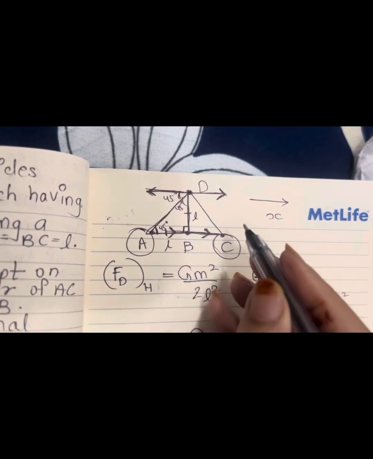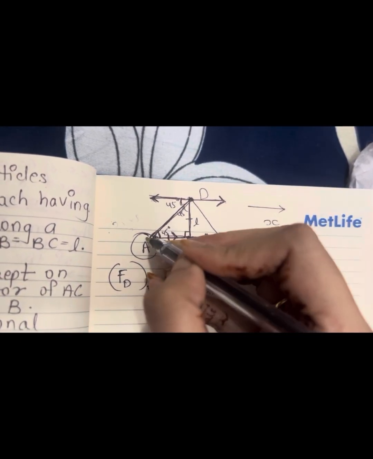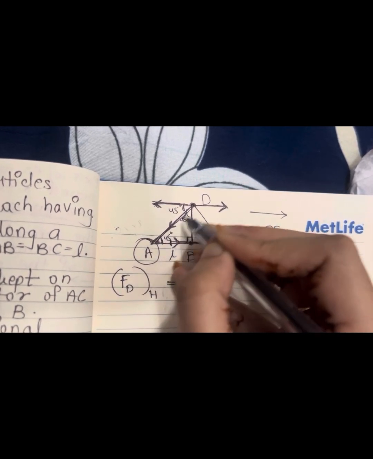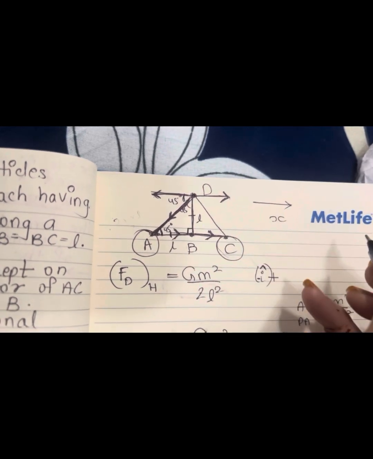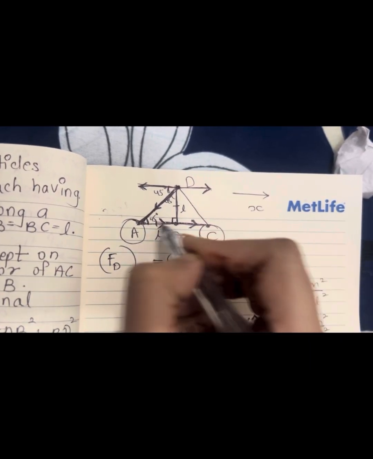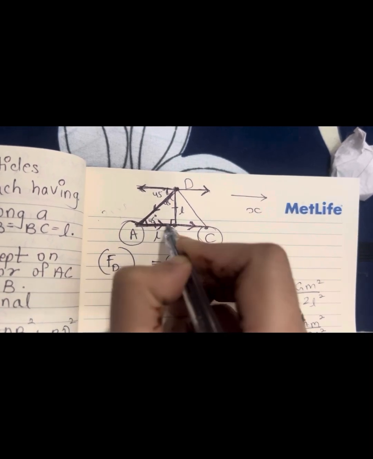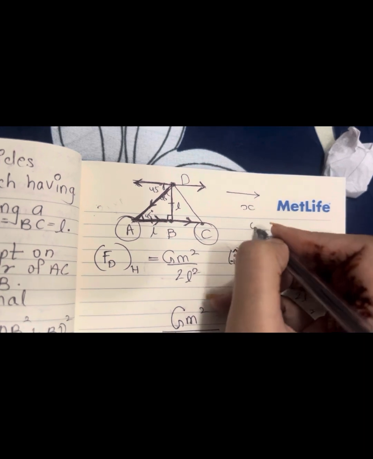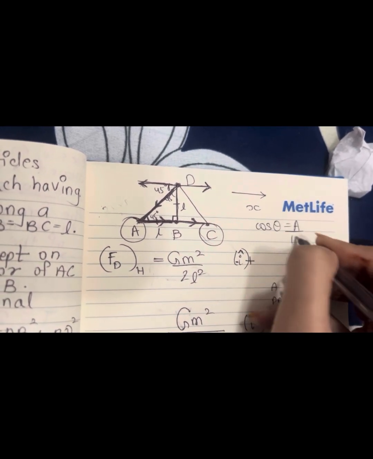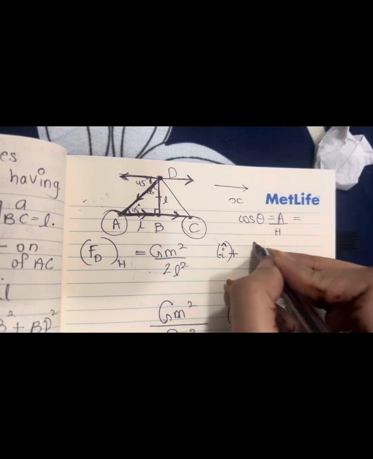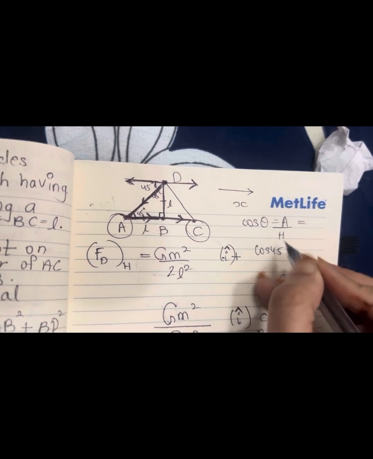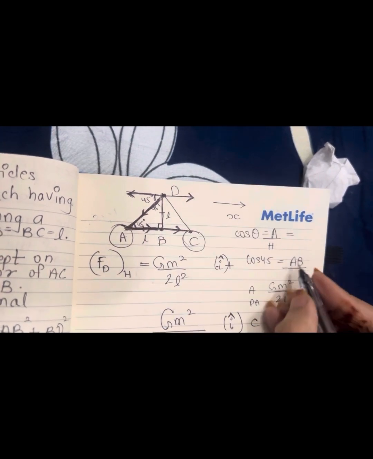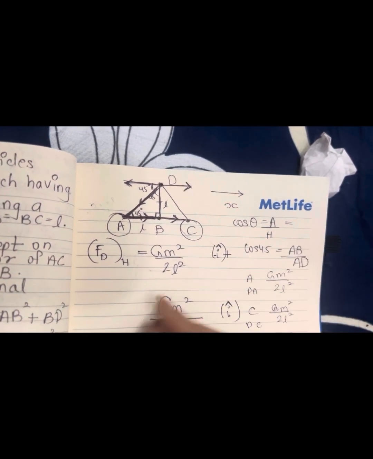Now we need this side, because for the force acting on D due to A, I am in need of this one. But we are working along horizontal, that is AB. Which formula gives us the horizontal, or this adjacent side? That is cos theta, adjacent upon hypotenuse. So here cos 45, in this case what is adjacent? Adjacent is AB upon hypotenuse. Hypotenuse is AD. So what is AB?